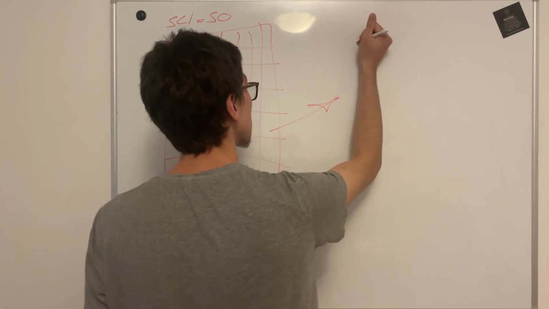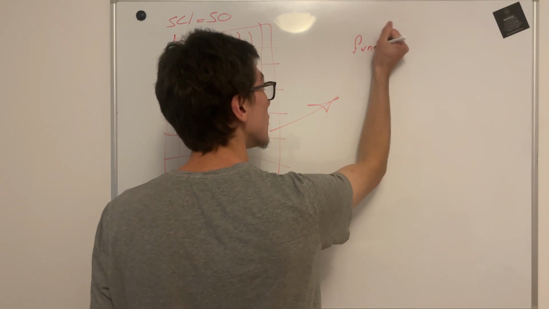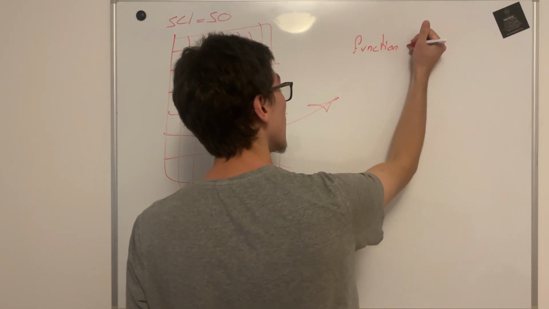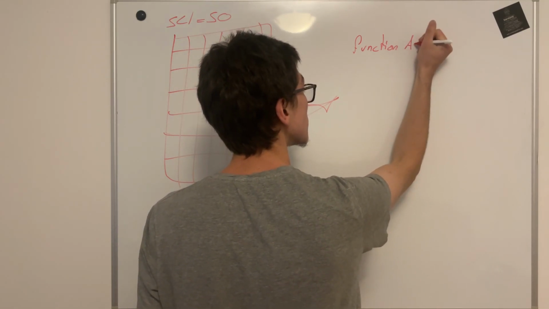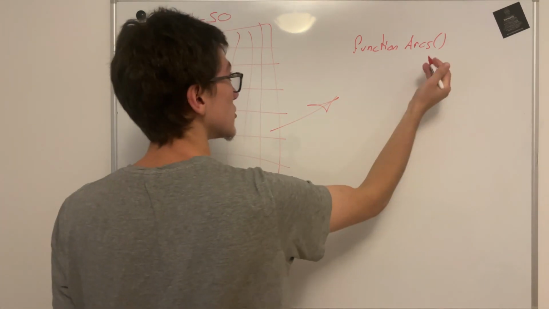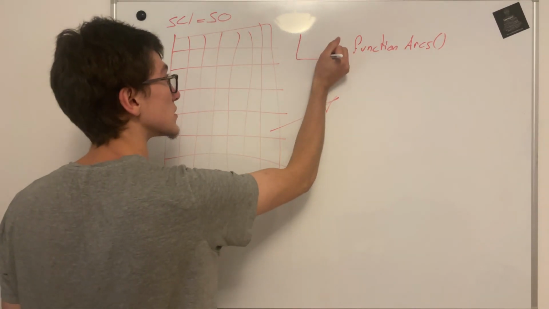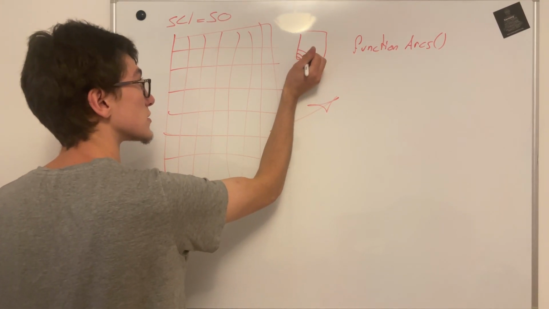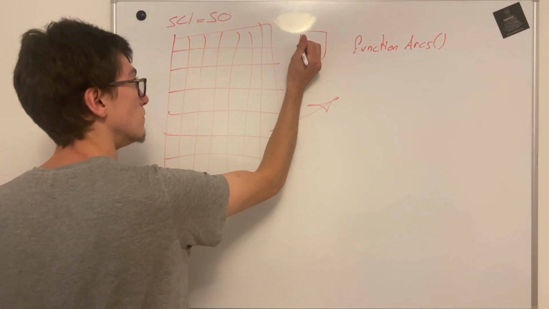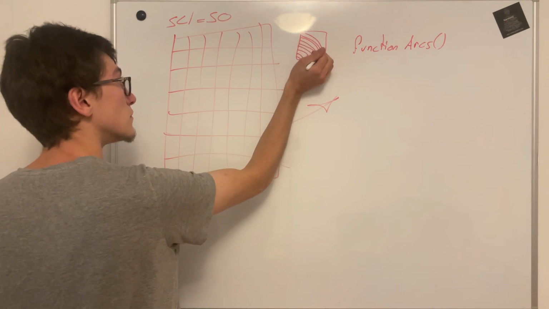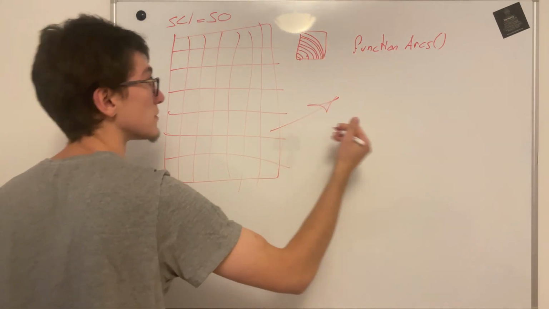So we'll have, let's say, a function for arcs, right? This function should result in, let's say here, this is one tile. This function should result in something like this, right? There you go. Something like this, right?